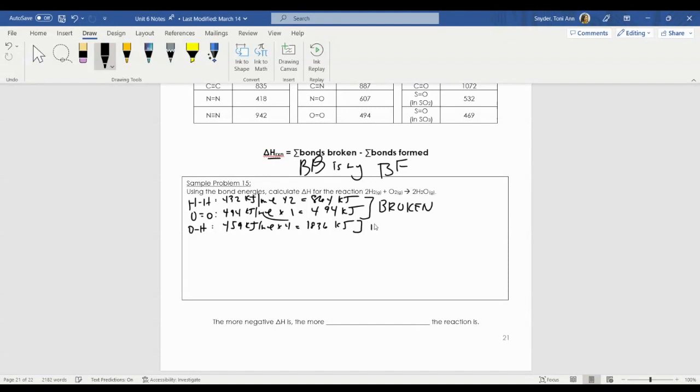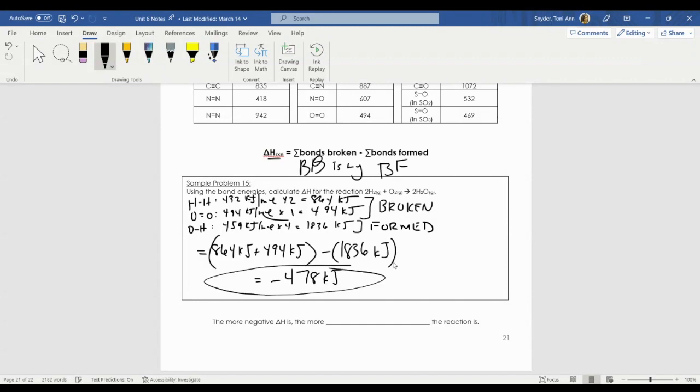Now, the bonds up here are the bonds that are broken, and the bonds down here are the ones that are formed. So I have to take the sum of the bonds that are broken, my 864 kilojoules plus my 494 kilojoules, and I'm going to subtract from that the bonds that are formed, which is 1836 kilojoules. When I do that, I get negative 478 kilojoules. This is the heat of reaction looking at individual bond energies.